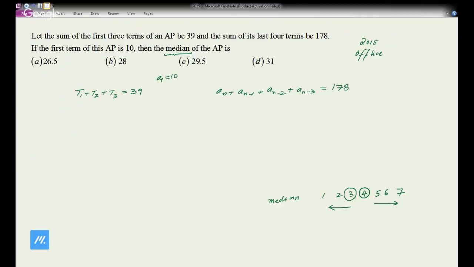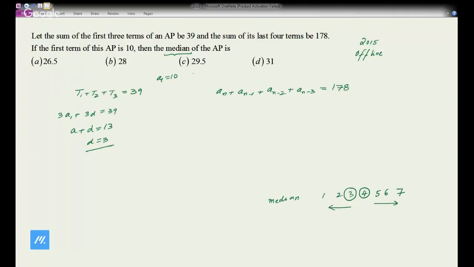So if you notice, let's start. A1 is given to be 10. So what it will be: 3A1 plus D plus 3D is equal to 39. Clearly you can see that from this, you get the value of D. D comes out to be 3. Right? Now you wanted the median.